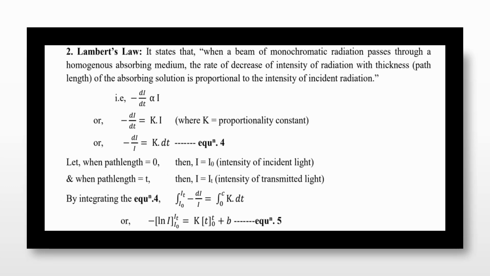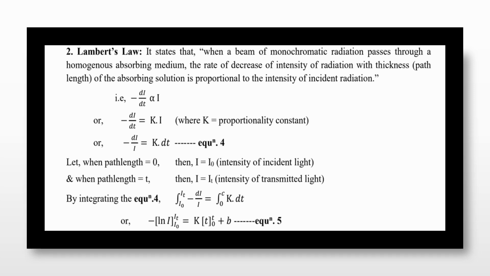Now coming back to Lambert's law, what exactly is Lambert's law? Basically, if we combine Beer's law and Lambert's law, we get the final Beer-Lambert's law. Lambert's law states that when a beam of monochromatic radiation passes through a homogeneous absorbing medium, the rate of decrease of intensity of radiation with thickness, that is path length, of the absorbing solution is proportional to the intensity of incident radiation.